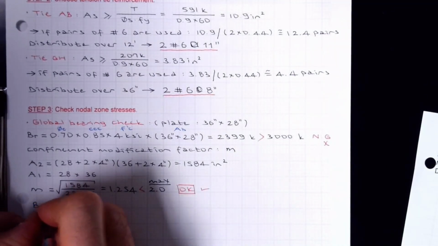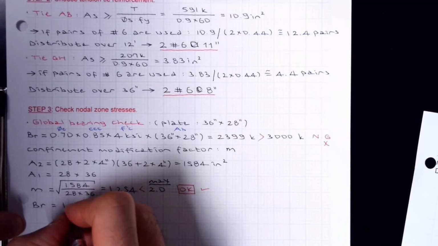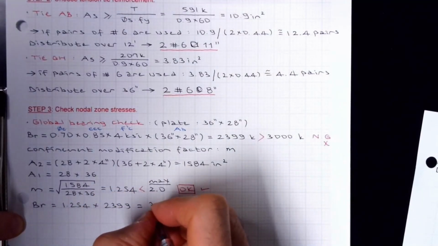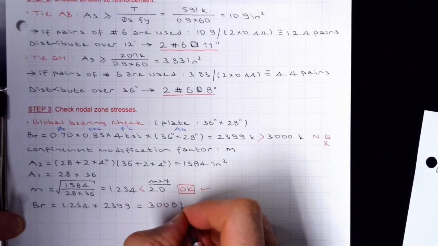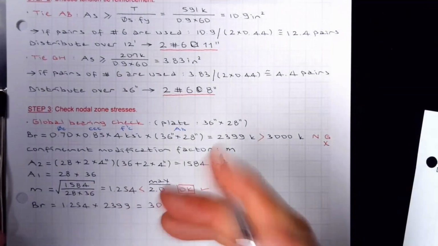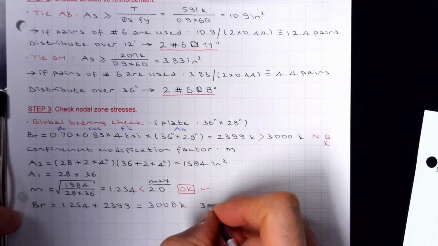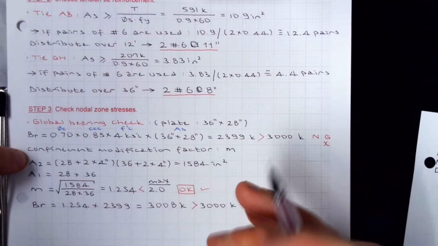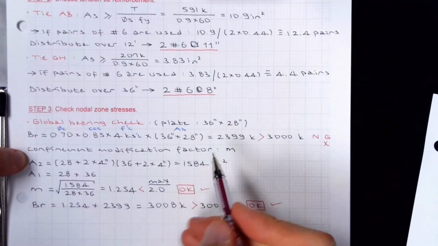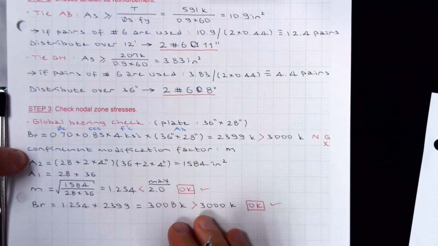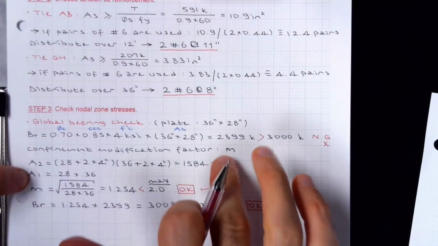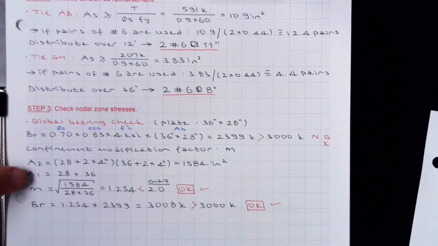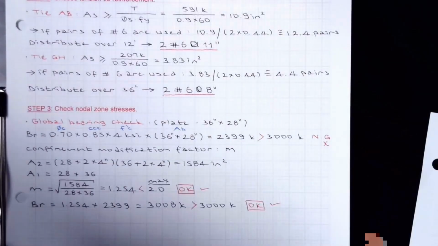I'm just checking it again. BR, it's going to be 1.254 times 2399. It's going to be just enough. So it's a pretty tight design. So then if you start tight, expect issues to come up in the further checks. I don't include confinement modification factor from the beginning because it's additional effort. Don't include it, check it. If it passes, that's fine. You don't have to worry about this calculation. I only consider it if it fails. If it fails, you can turn to this confinement modification factor and try to get some additional capacity.